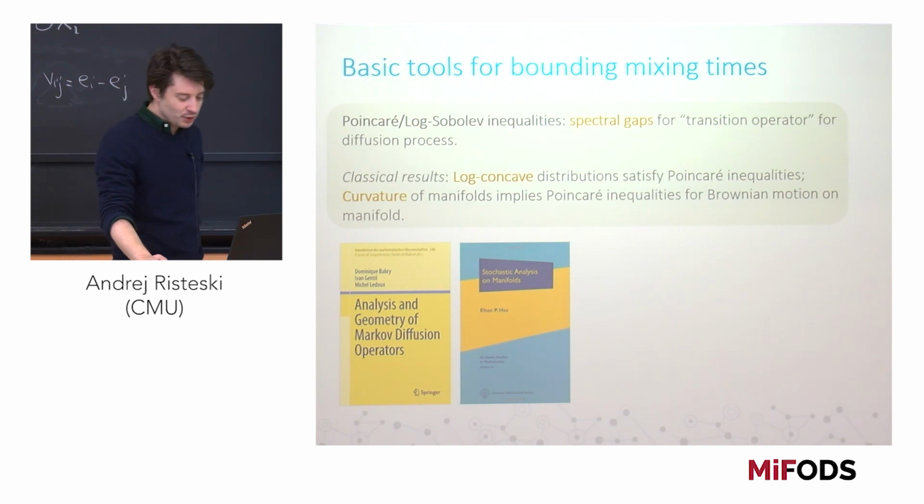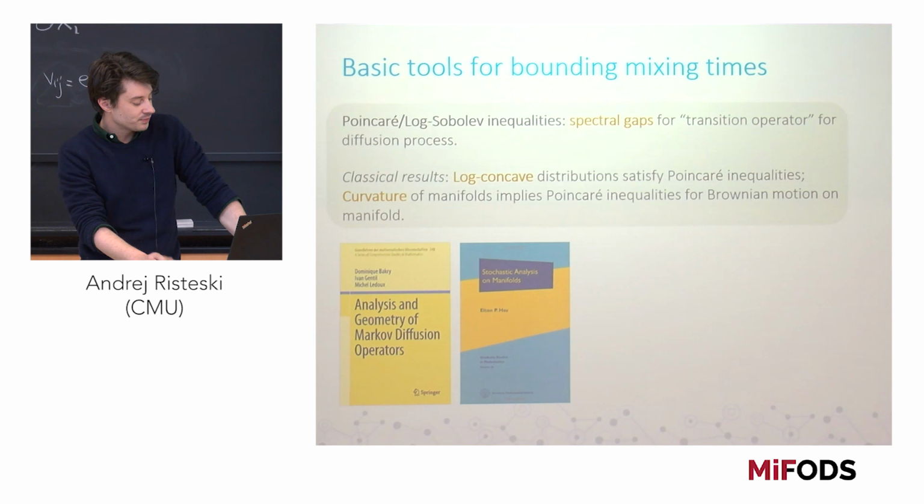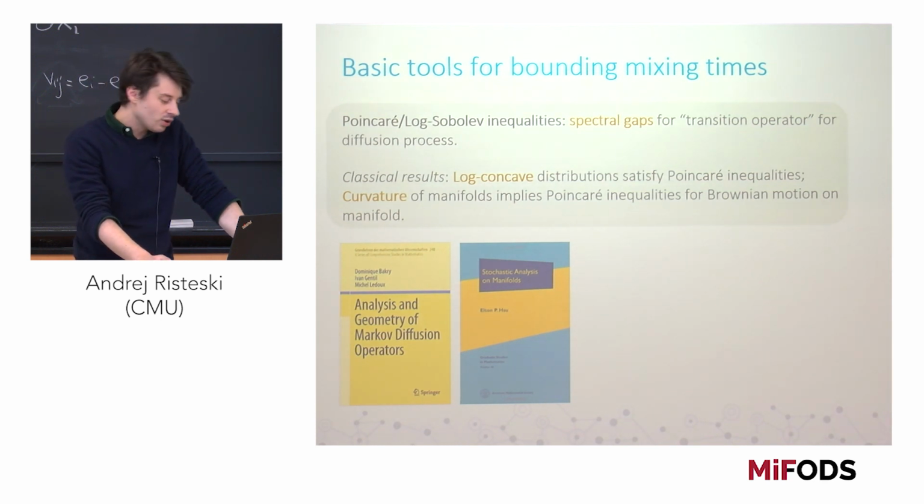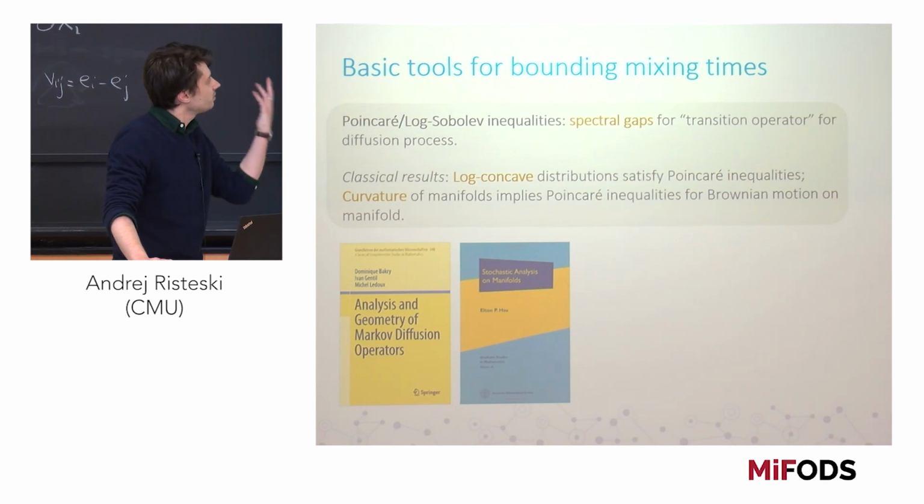One of the basic tools that we're using is Poincare and log-Sobolev inequalities. You can think of these as analogues of spectral gaps for the discrete version of Markov chains. They're some notion of spectral gap for an analog of a transition operator for a diffusion process. We also use results which say that log-concave distributions have good Poincare inequalities. And we're also going to leverage some connections between the geometry of the manifold and the mixing time of a Brownian motion on that manifold. These are things that have been studied in math.